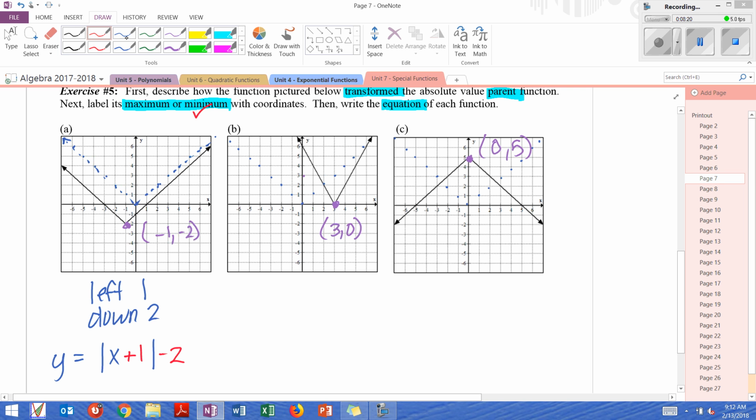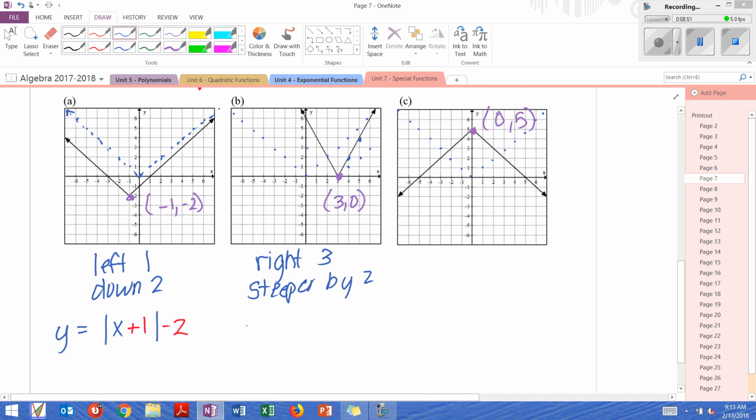All right, heading over to B. In B, it looks like we move to the right 3, but notice how my slope is steeper. So steeper by, it looks like, 2, because instead of being here, here, and here, we're noticing that it's growing at a slope of 2 over 1 instead of 1 over 1.